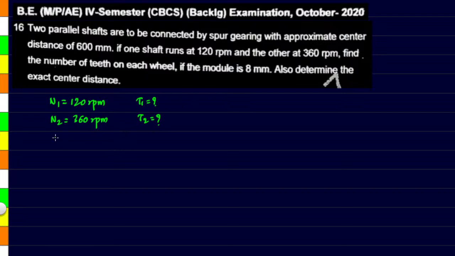Module has been given to us. We know module is nothing but diameter divided by number of teeth. So this value has been given to us as 8 mm. Also find the exact center distance.